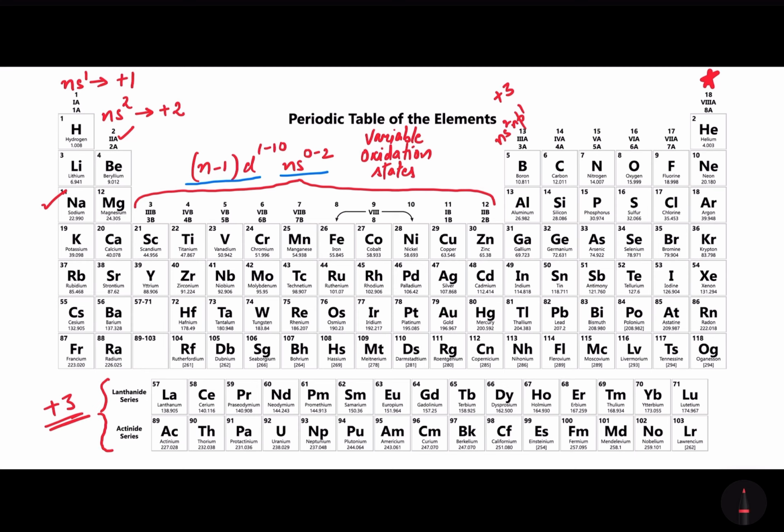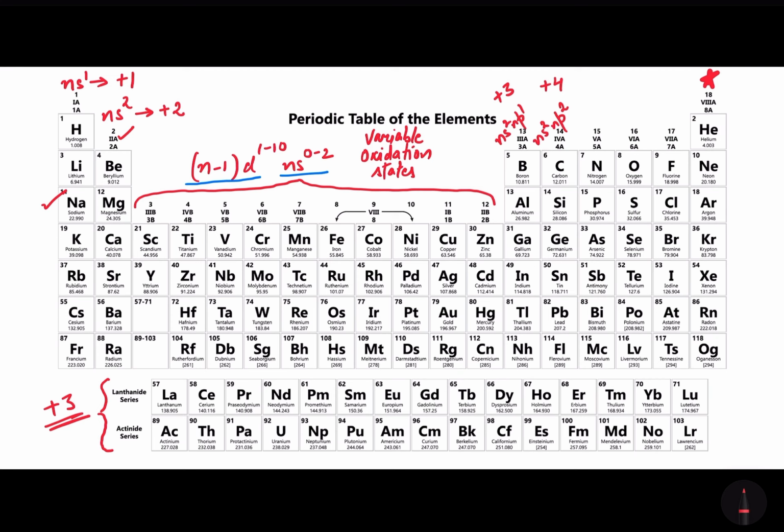Now let's talk about group number 14. It's ns2 np2. So group number 14 will lose a total of 4 electrons to attain the stable noble gas configuration, and it comes out to be an oxidation state of +4.